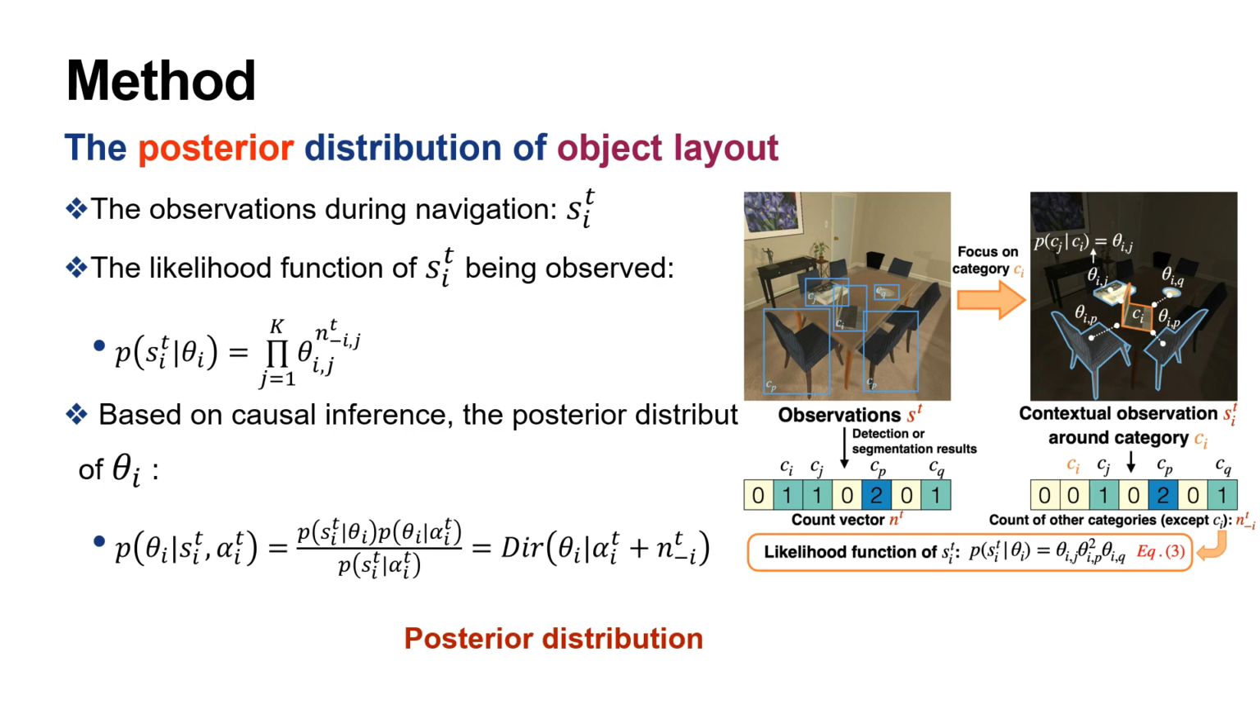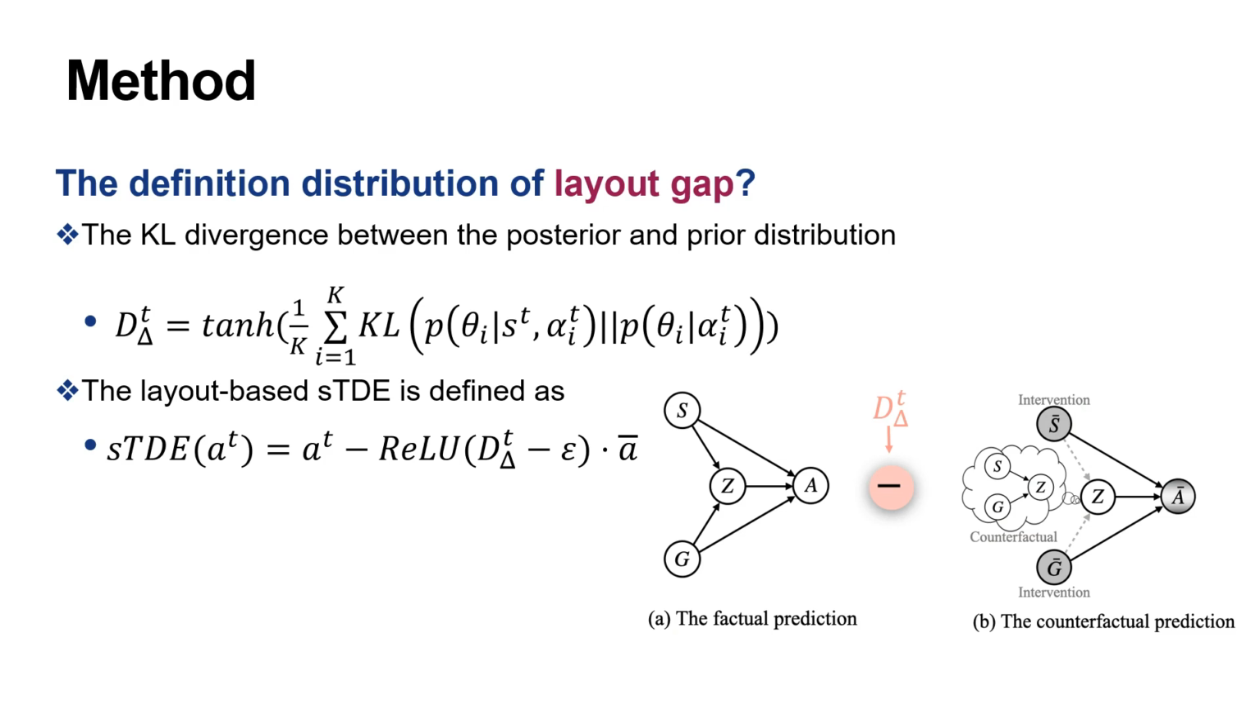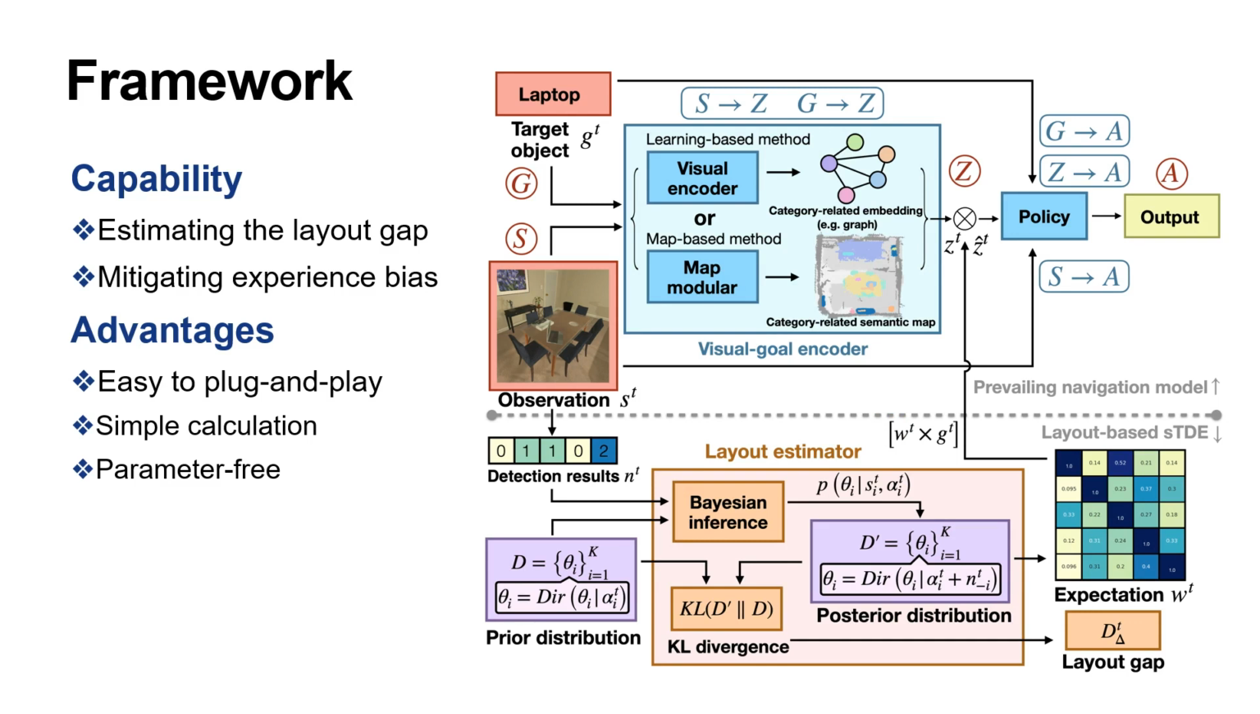Based on the prior distribution of object layout, the likelihood function of this observation can be calculated. Then, according to Bayesian inference, the posterior distribution can be further calculated. The layout gap is determined by calculating the KL divergence between the posterior and prior distribution of object layouts, and serves as a weight to determine whether to remove the counterfactual prediction from the original prediction in the STDE analysis. This is the framework of our method. Our layout estimator computes the layout gap, and uses it to alleviate the experience bias.